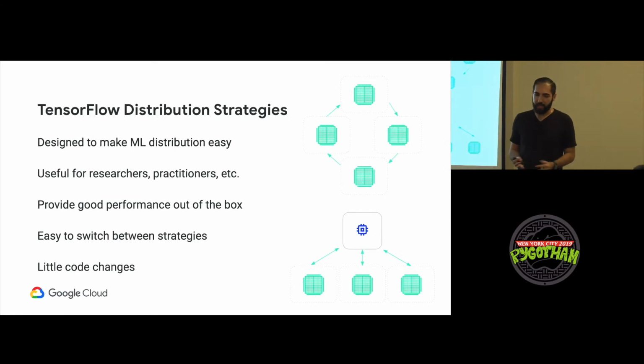And then for actually distributing your load, we have something called TensorFlow distribution strategies. The idea behind this is it's baked into the TensorFlow ecosystem, and it's designed to make machine learning distribution super easy to do. It's great for researchers and practitioners. This is being used in production use cases, and there are lots of different ways that you can utilize this. It provides great performance out of the box. There's very little tuning that you need to do. It's easy to switch between different distribution strategies with very little code changes.